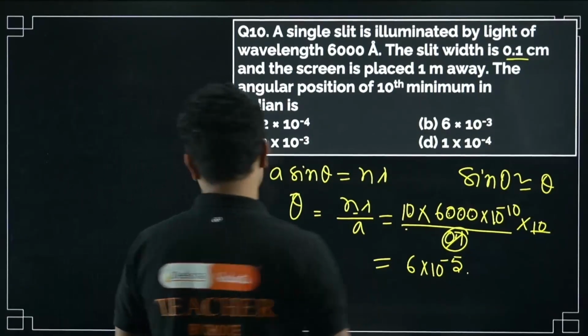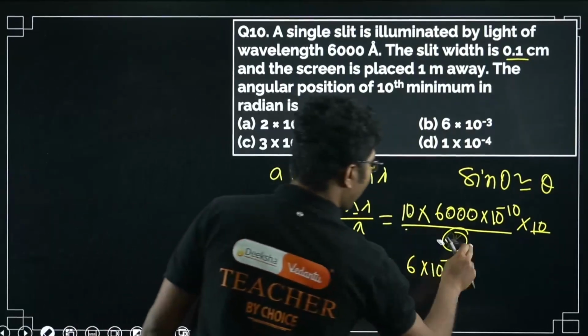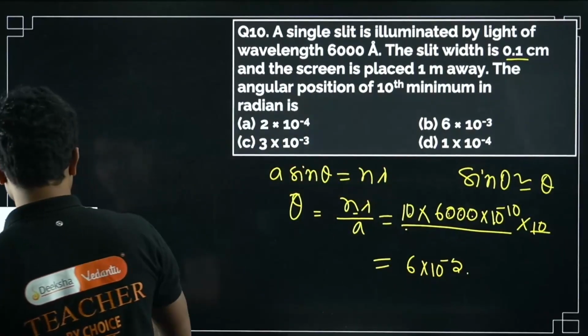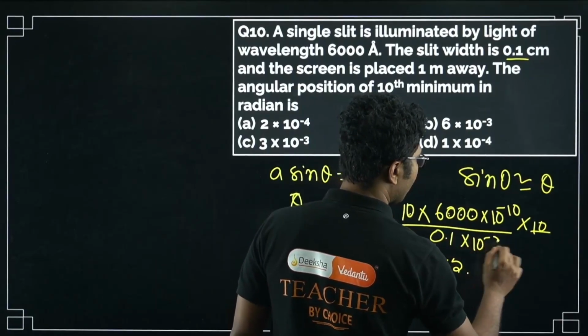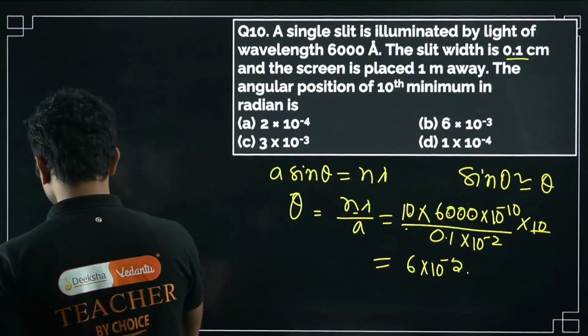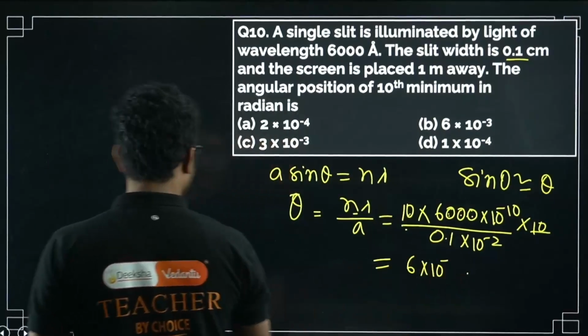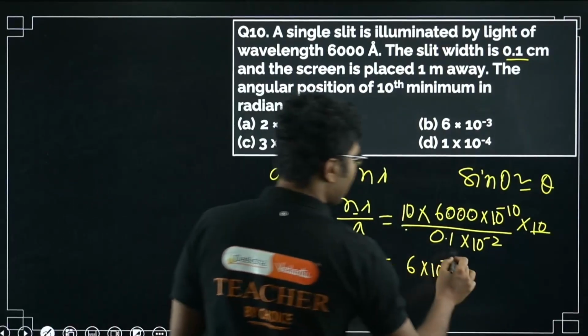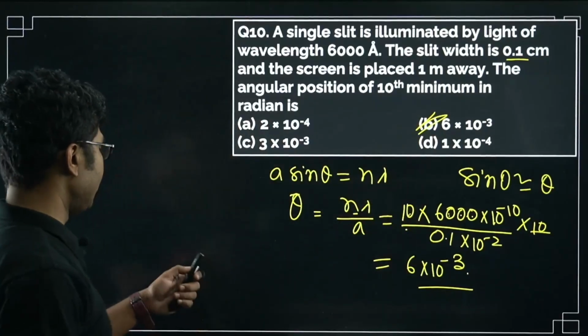Sorry, this is centimeter, I made a mistake. 0.1 centimeter means 0.1 into 10 to the power of minus 2. So another 2 will reduce, and you will get this value in radians as 6 into 10 to the power of minus 3. 6 into 10 to the power of minus 3 radians. So correct answer is option B.